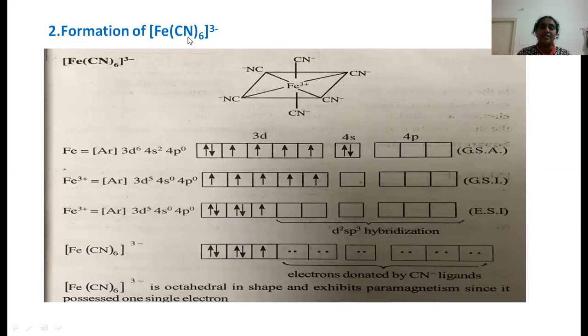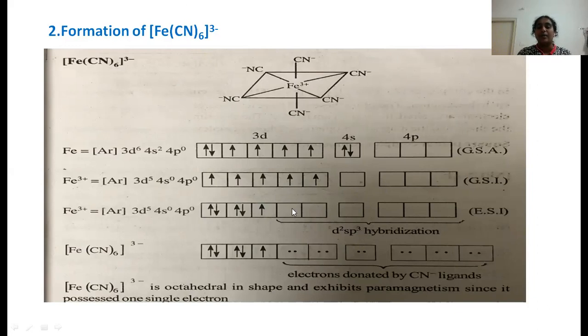In the presence of cyanide, as this cyanide ligand is also a strong field ligand, these electrons undergo pairing. So it becomes like this. Here also 2 d orbitals become vacant, those are dx2-y2 and dz2. So here 2 d orbitals, 1 s orbital and 3 p orbitals are involved in hybridization and form the d2sp3 hybridization.